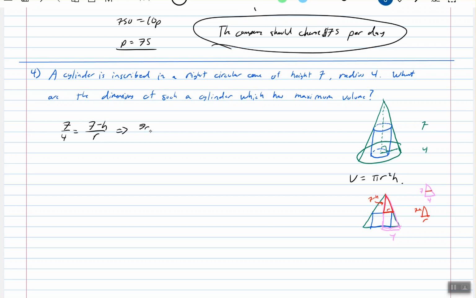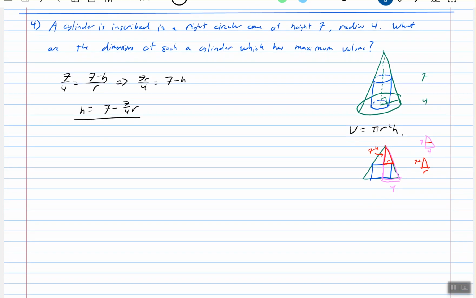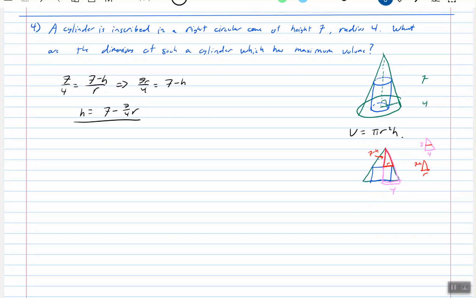That implies 7r over 4 is equal to 7 minus h, or h is equal to 7 minus 7 over 4r. And that's how we can relate the variables together. H is equal to 7 minus 7 over 4r. That comes from the similarity of these triangles, where we build these triangles using the information we know and the information we wish to solve for. So we know h is equal to 7 minus 7/4 r.